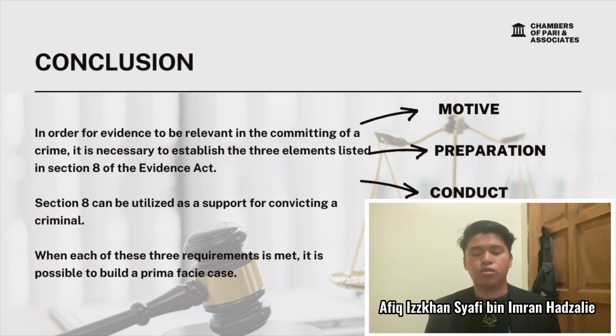So to conclude everything, in order for evidence to be relevant in the committing of a crime, it is necessary to establish 3 elements listed in Section 8 of the Evidence Act, and those are motive, preparation, and conduct. Despite the fact that this section cannot be used to prove a crime, it can be utilized as a support for convicting a crime, since it identifies the motive or mens rea portion on the accused for wrongful behavior that was done. When each of these 3 requirements are met, it will be possible to build a prima facie case.